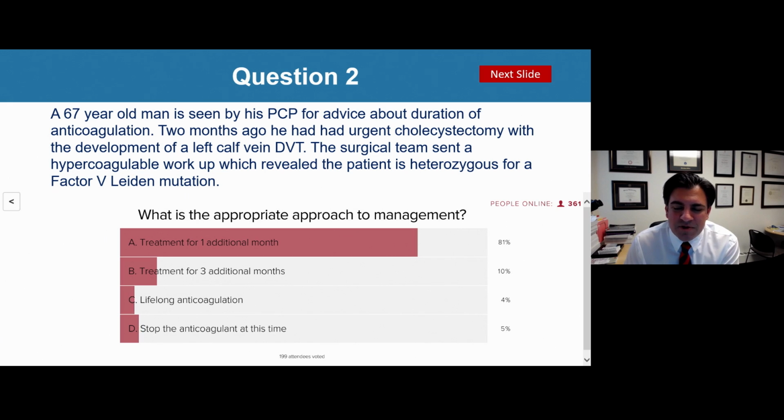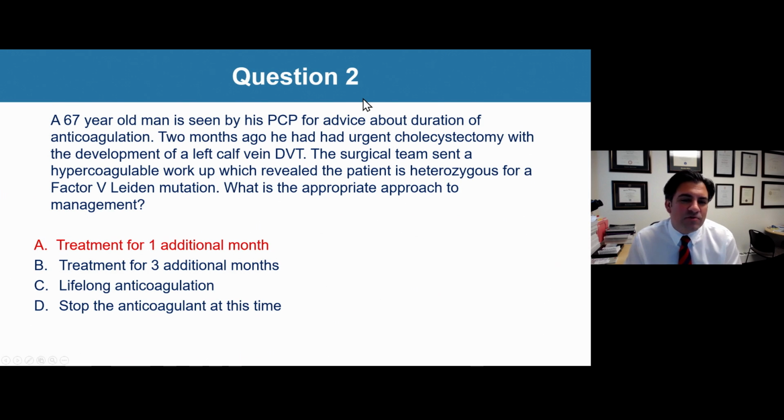So it looks like the majority of people have chosen A, treat for 1 additional month, which would be a total of 3 months of anticoagulation. And some are advocating for 3 additional months for a total of 5, some for lifelong, and some say just stop the anticoagulant at this time after 2 months. So I'm going to end it here, and we're going to go to the answer, and it's for treat for 1 additional month.